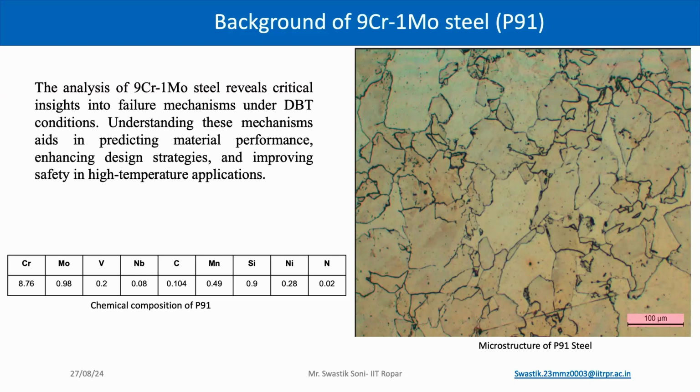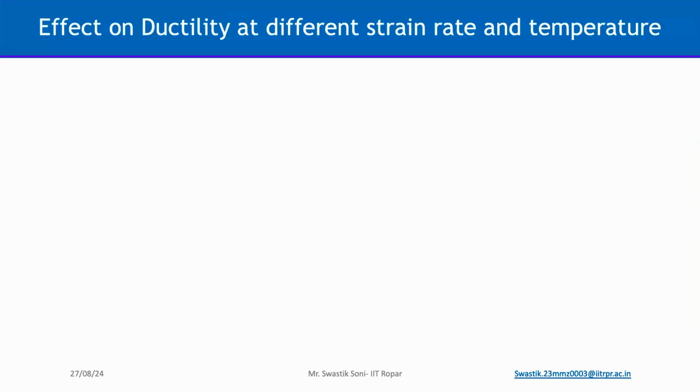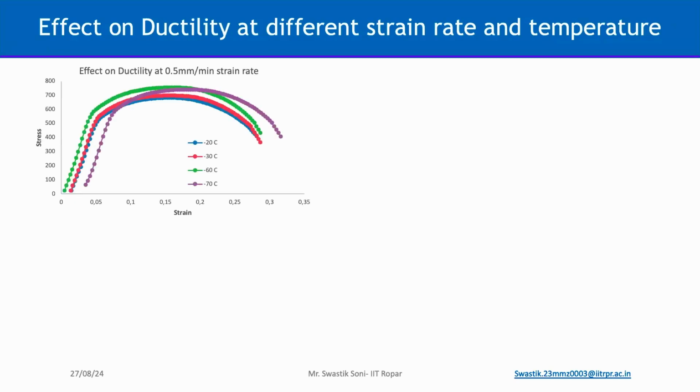So this is the microstructure for the steel and the chemical composition for the same. Here we have some results on ductility at different strain rates and temperatures. In this graph, we can see the effect on ductility at the lower strain rate of 0.5 mm per minute. At -20 degrees, the brittleness is lower, and when we decrease the temperature, the effect on the ductility also changes.